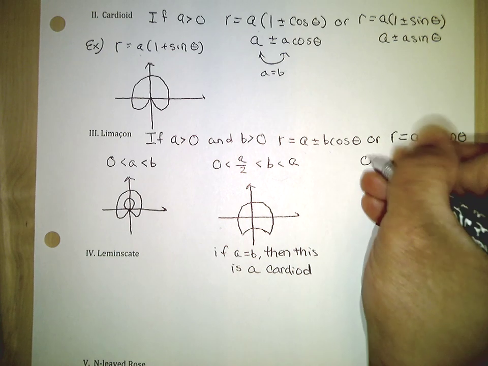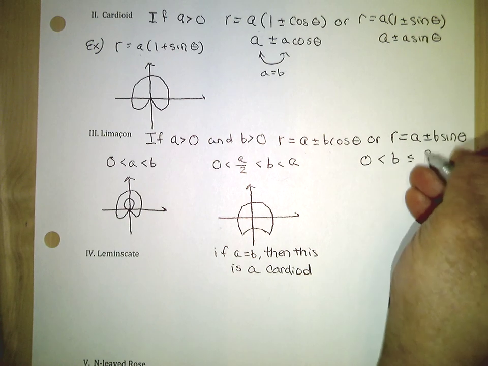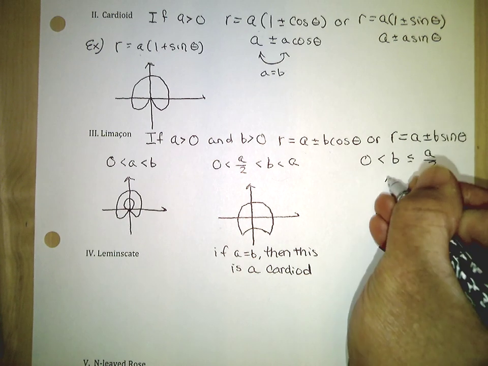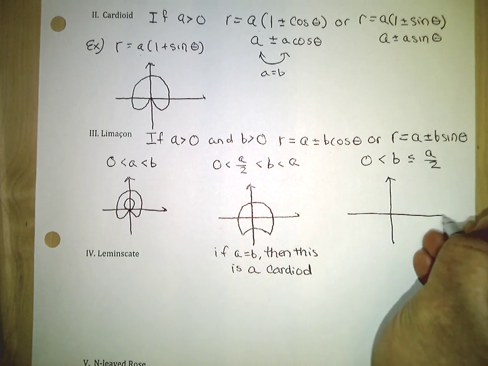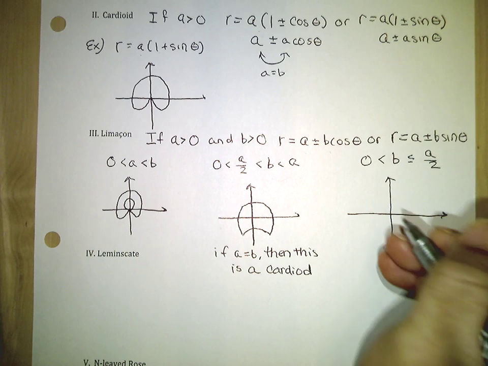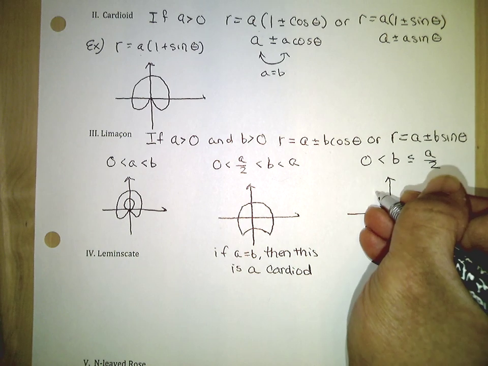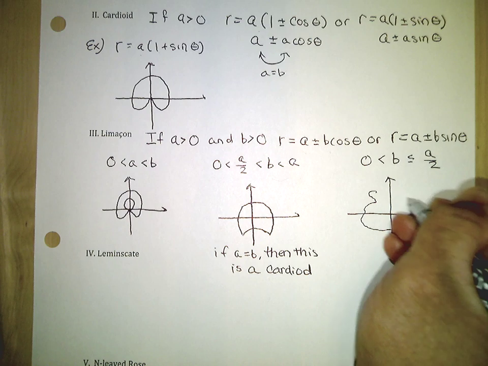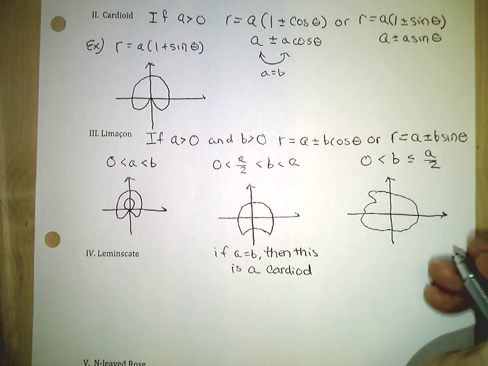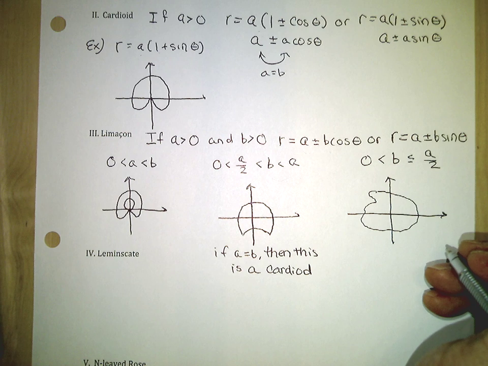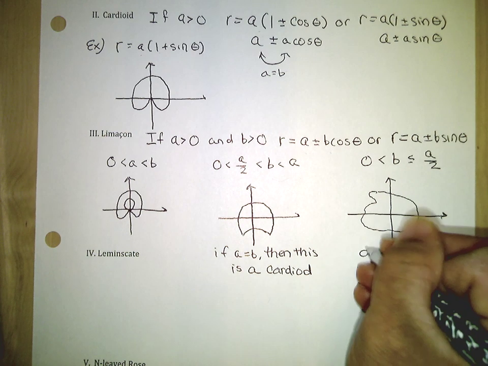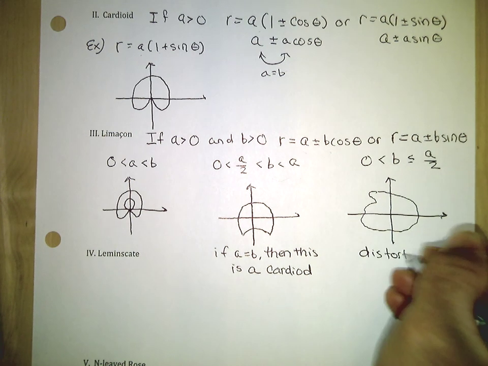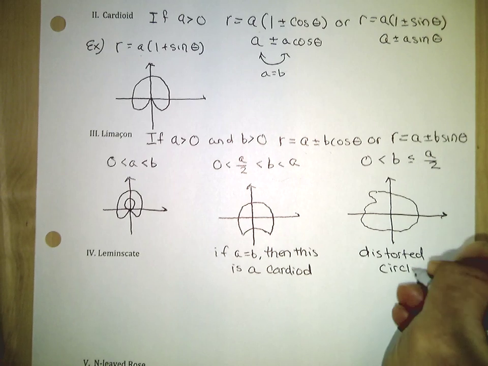And if you have 0 less than b less than or equal to a over 2, then here's what the graph looks like. It's really just, in other words, a puddle of mud or whatever you want to call it. In other words, called a distorted circle.